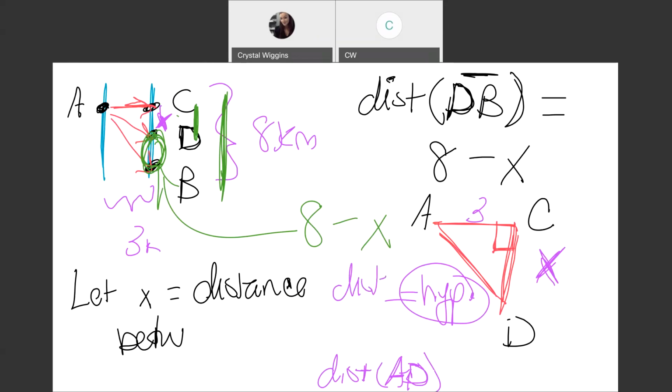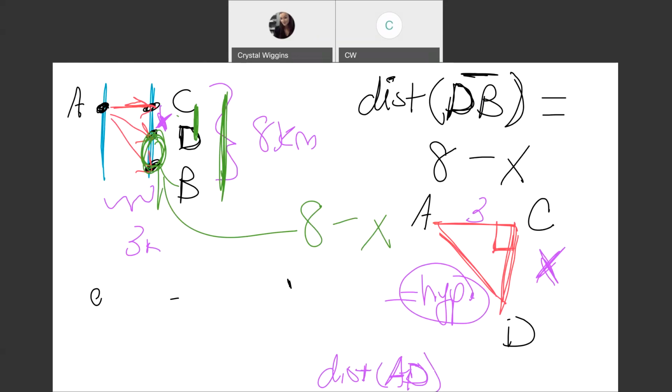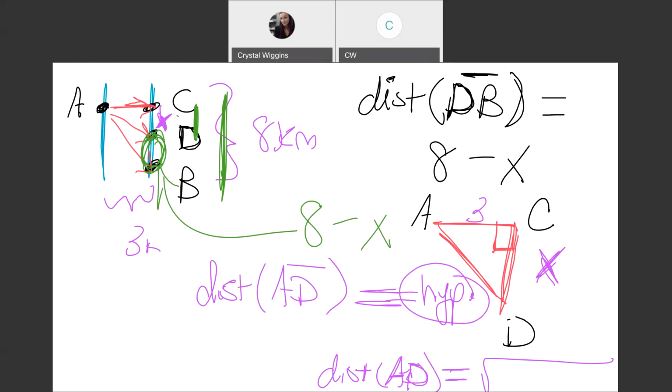Let me give myself some more room. So the distance between A and D is the hypotenuse. So that means that we have the hypotenuse squared is equal to 3 squared plus x squared, which is 9 plus x squared, and we square root the hypotenuse to get the distance between A and D is equal to the square root of 9 plus x squared.